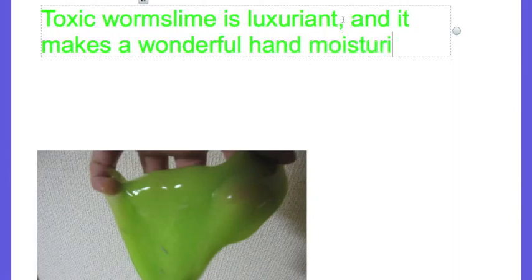To turn this simple sentence into a compound sentence, I simply come back to the period and I change that period to a comma. I add a conjunction such as and then I add another clause. It makes a wonderful hand moisturizer.